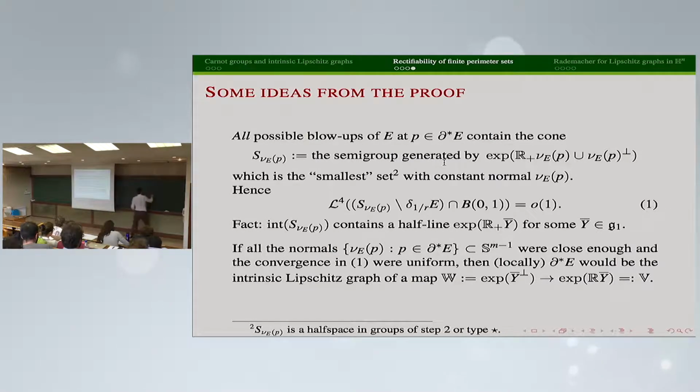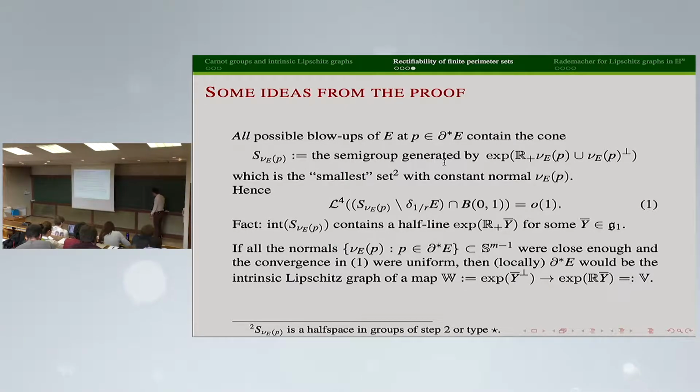So pick a point P in the reduced boundary. There is a cone with some horizontal direction in its interior. So pick another point Q in the reduced boundary. We want to prove that Q cannot be here, for instance. If it were here, then we would have another cone with the same direction in the interior.